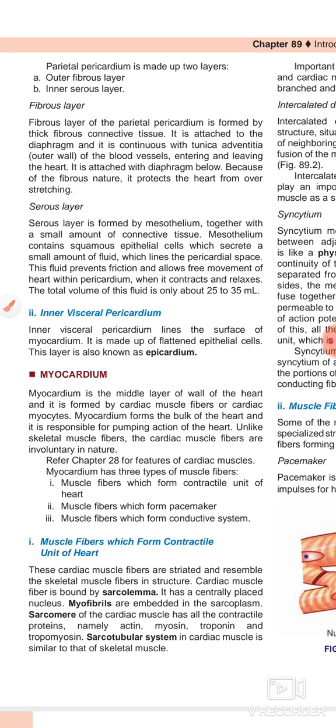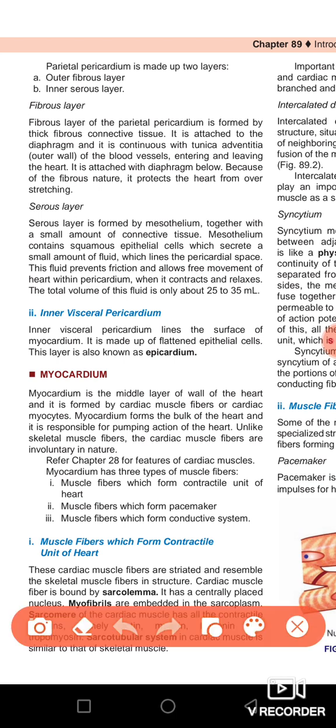Then we see that the outer parietal layer is again composed of two layers: the outer fibrous layer and the serous layer. They are composed of fibrous and connective tissues. The volume of fluid which fills the space between the two layers is about 25 to 35 ml. Then the inner visceral layer is composed of flattened epithelial cells, and it can be called the epicardium.